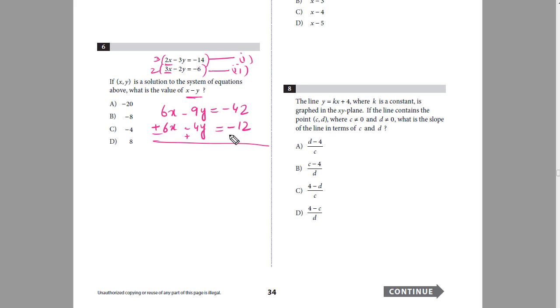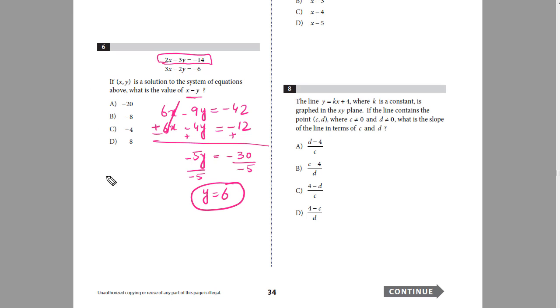In order to subtract, I will make the signs opposite. So 6x minus 6x will be 0. Minus 9y plus 4y, that will be negative 5y. Over here, negative 42 plus 12, that will be equal to negative 30. Now dividing both sides by negative 5, I will get y is equal to 6. Now I'll insert y in any of these equations. So I'll insert y is equal to 6 in this equation, and I will work out the value of x.